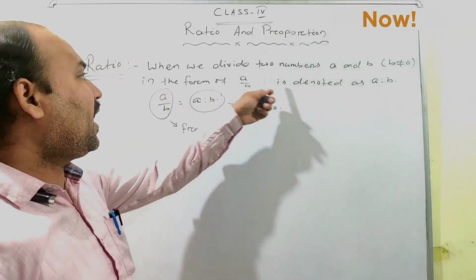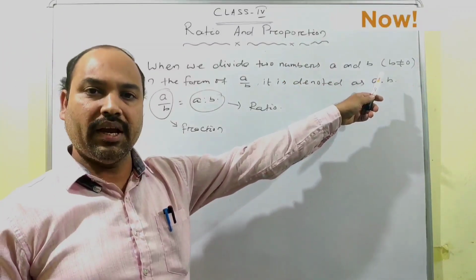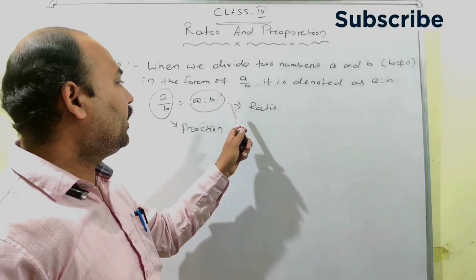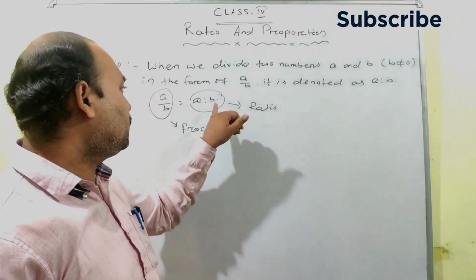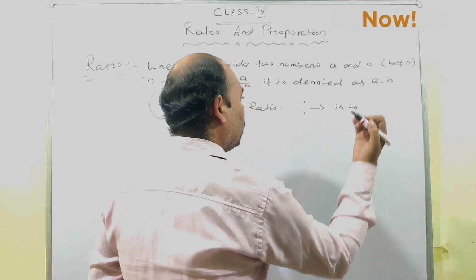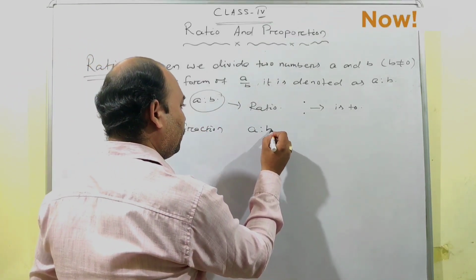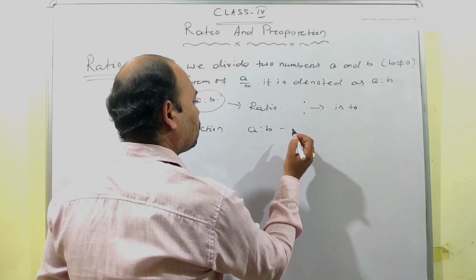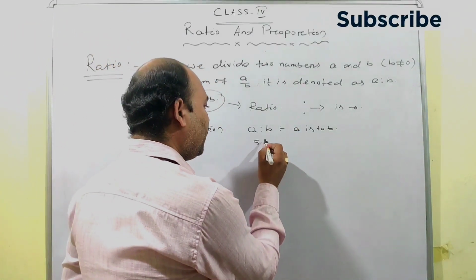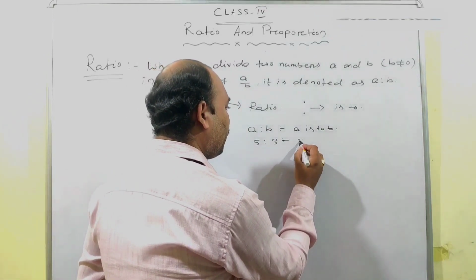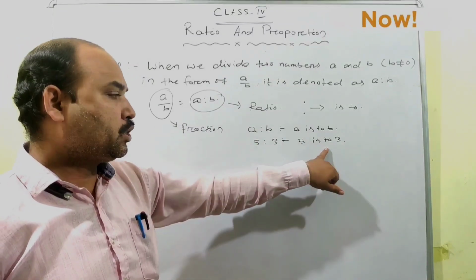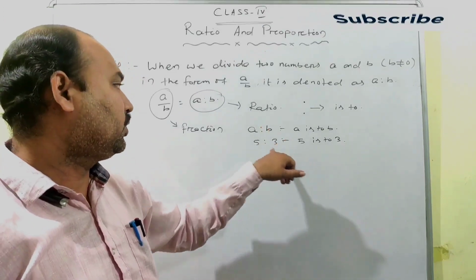Now what did we do here? We took two numbers A and B and divided them. In fractional form we wrote A upon B, and in ratio form we wrote A is to B. This symbol is known as the "is to" symbol. When we write A is to B, we read it as A is to B. Suppose we write 5 is to 3, we read it as 5 is to 3. Clear? This symbol is known as is to.